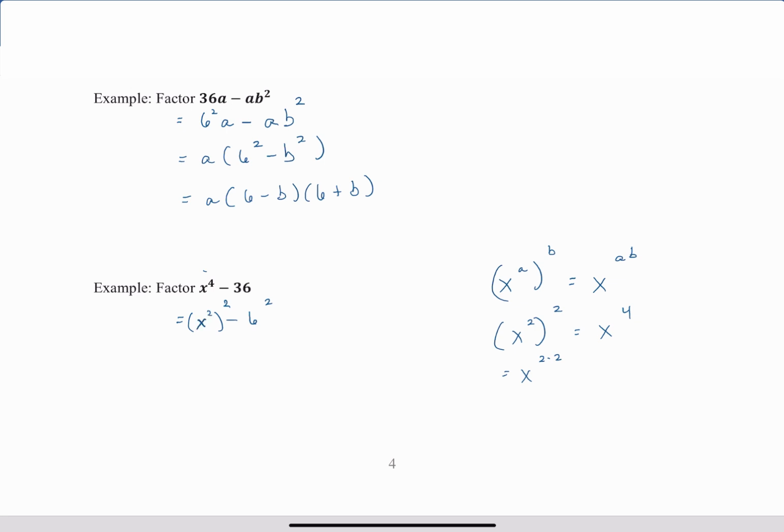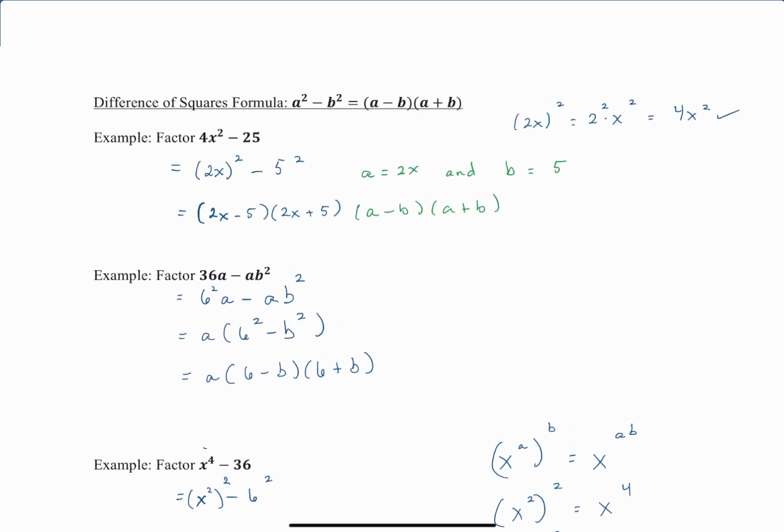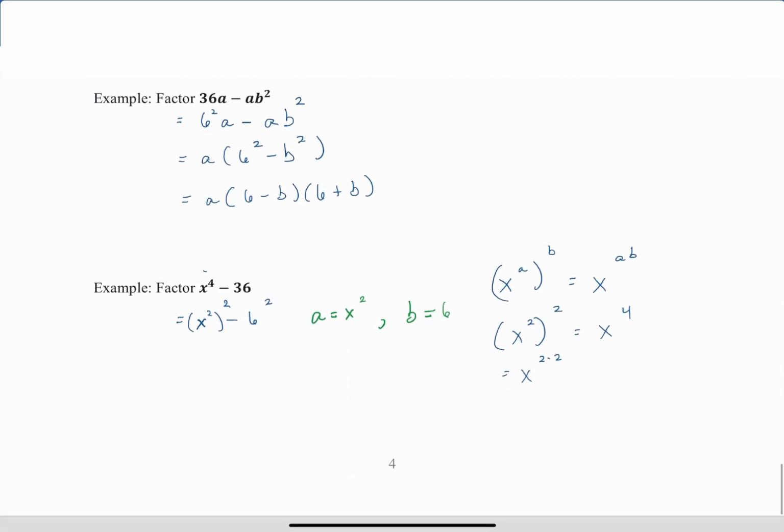So that means that in this problem, the role of a in the formula, so a is the first thing being squared, the role of a is being played by x squared, and b is the second thing being squared, so that's being played by a 6 in this problem. So where I have a minus b, I'm going to put in x squared minus 6, and then the part of the formula that says to put in a plus b, for that I'm going to have x squared plus 6.